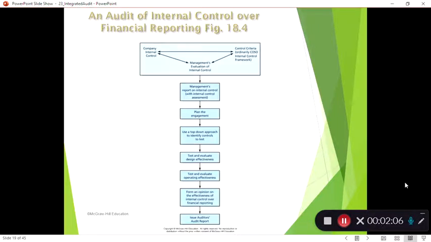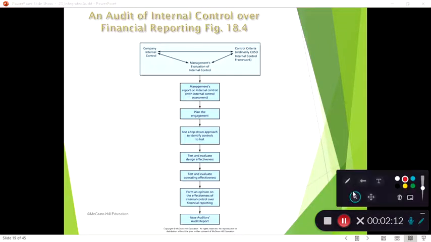So let's look at the approach. This may be a little bit of a challenge to see. Hopefully your screen is good enough to see this. But we've got internal control. We have the control criteria, which is again usually COSO, and we have management's evaluation of control. And so when I'm auditing that, what do I need to audit? Well, I'm going to look at management's report on internal control and their assessment.